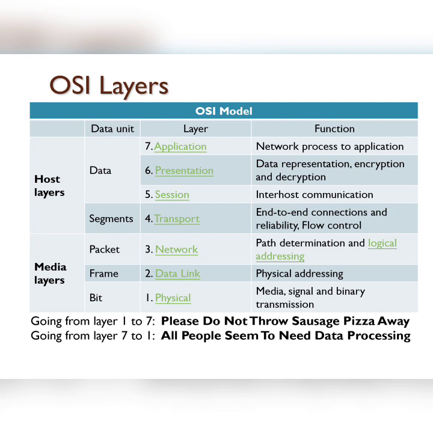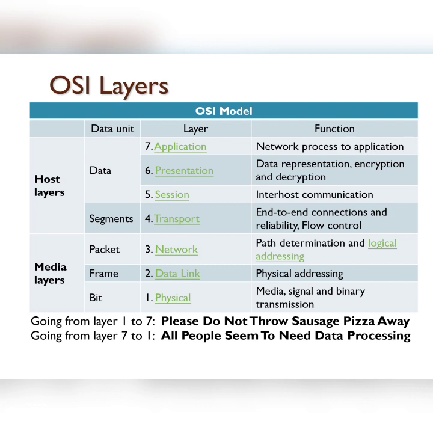Just note the sentence: Please Do Not Throw Sausage Pizza Away. P stands for physical, D stands for data link, N stands for network, T stands for transport, S for sausage is session, and in PA, the P stands for presentation and A for application. When we remember this sentence, we can easily remember the layers.